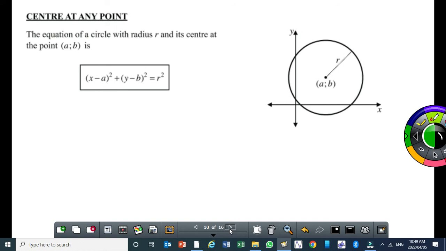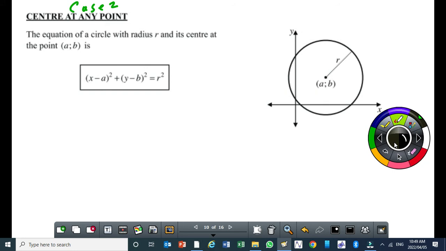Then we have the second case, case 2. This is when the center of the circle is no longer at the origin. We can call the coordinates of the center A for the x value and B for the y value. Obviously, we have a point on the circumference, so we can call that point (x, y). The distance between the center and the point on the circumference is the radius.